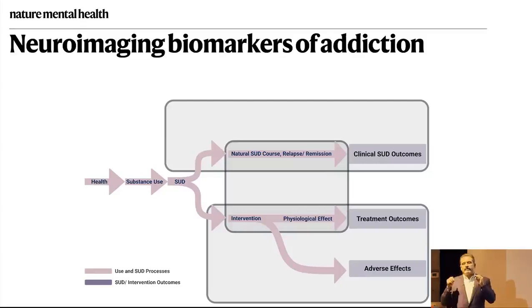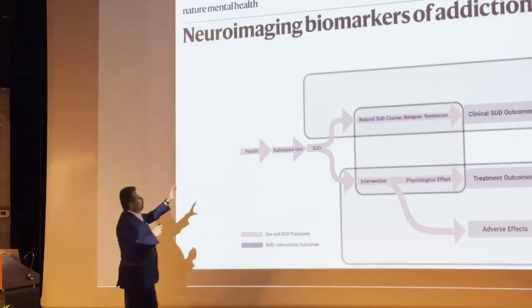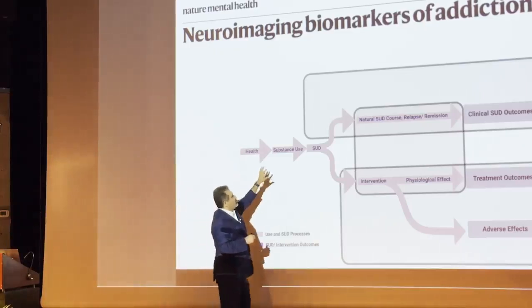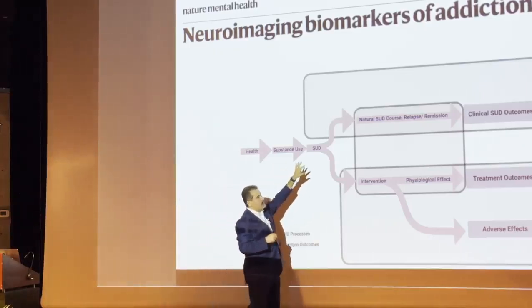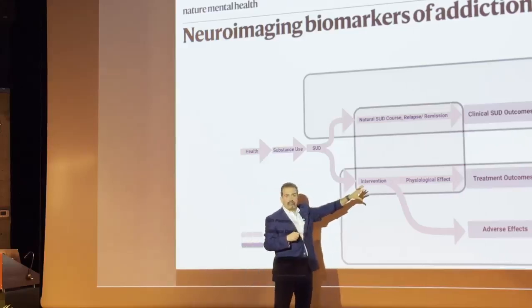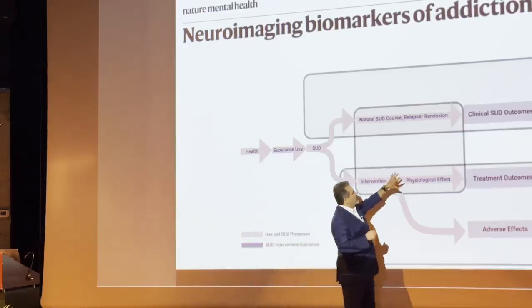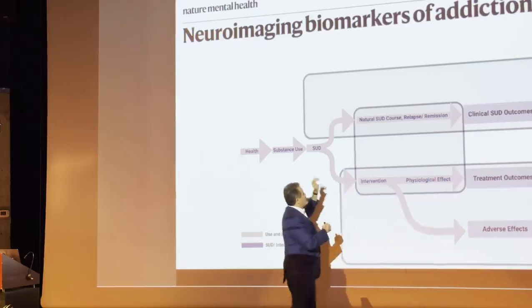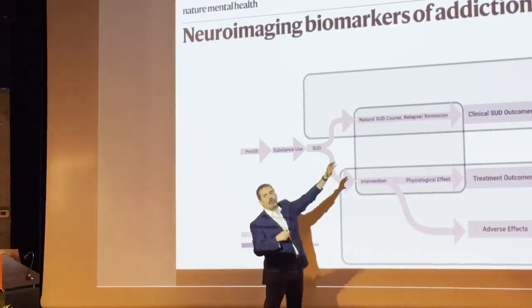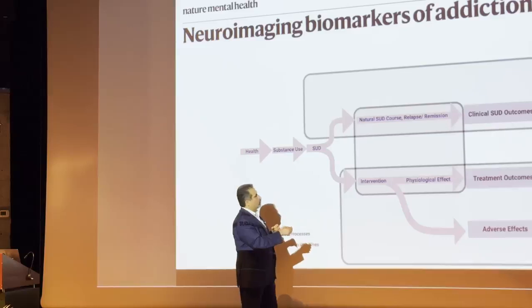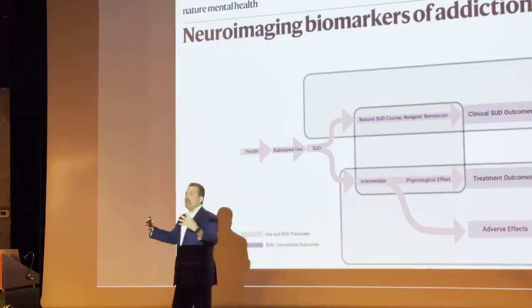To be able to define biomarker, you need to think about addiction as a process, right? So people are healthy, they start to use substances, they develop substance use disorder. Some of them go to an intervention and receive an intervention. There are some effects of intervention, some adverse effects, some treatment outcomes. And also some of them have a sort of natural course. They just relapse, they stop, they take it. So there is a natural course of the disease and also a course for treatment, right? So this is the process of addiction.